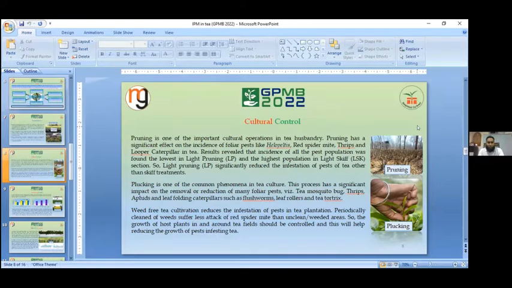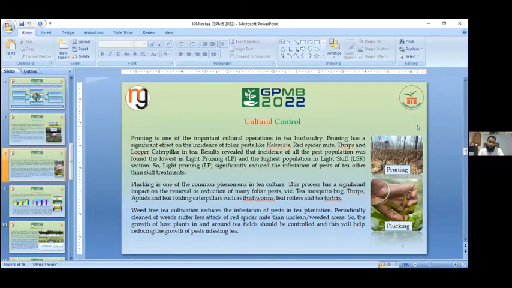Another is plucking. Plucking is one of the common practices in tea culture. This process has a significant impact on the removal and reduction of many foliar pests, such as tea mosquito bug, thrips, aphid, and leaf folding caterpillars, such as flushworms, leaf rollers, and tea tortoise. And finally, weed-free cultivation, weeding. This is another cultural control.